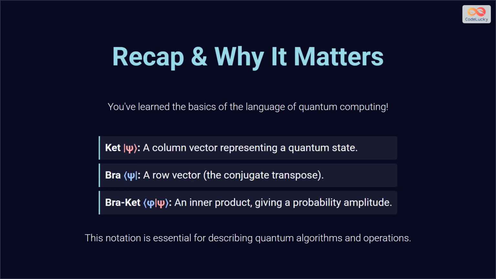Let's quickly recap what we've covered. The ket is a column vector that defines a quantum state. The bra is its corresponding row vector, and the Bra Ket is their inner product, which helps us understand the relationships between states. This notation is more than just a mathematical curiosity. It is the essential language used to design and understand quantum operations and powerful quantum algorithms. Mastering it is the first step into the larger world of quantum computation.